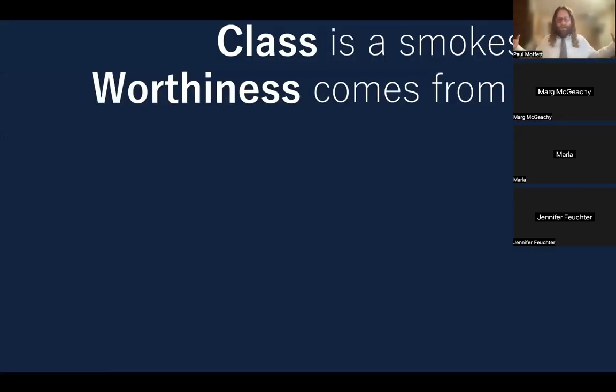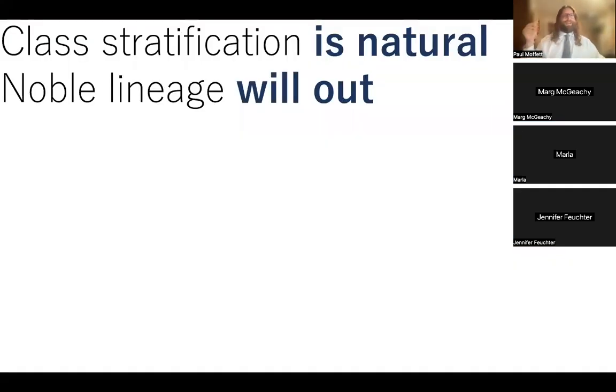So the fair unknown comes. Everyone wants to know who do you know, who's your connection, and what the story is about is it doesn't matter who he knows. It doesn't matter where he comes from. It matters what he does. Class and lineage are smokescreens, and what really matters is what you do. An alternative way of reading the fair unknown story is the exact opposite: class stratification is natural, noble lineage will out. You may not know that the fair unknown is of noble birth, but it always comes out that he is.